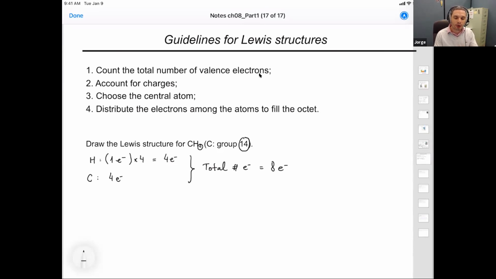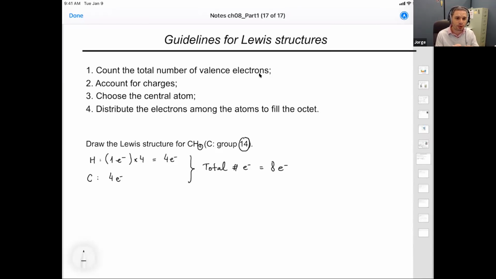Now what we are going to do is distribute 8 electrons among all the atoms to achieve stability, to fill the octet. Remember, for hydrogen, 2 electrons is more than enough. Hydrogen will always make single bonds. Okay. Second step, account for charges. CH4 is a neutral compound, therefore no charges.